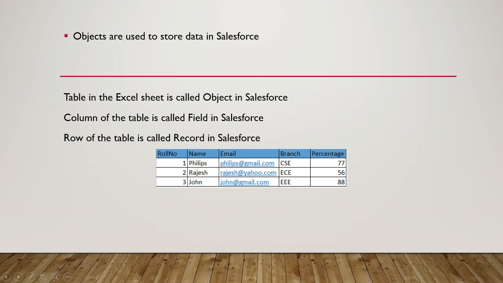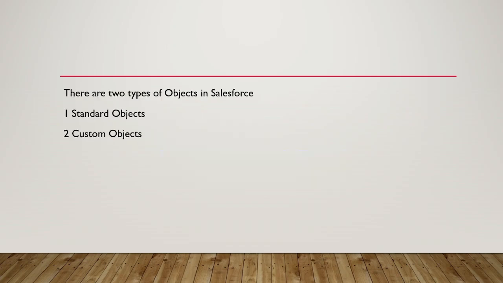And horizontally, if you look at row number 1, that is data related to a specific student. So here the rows are called records in Salesforce. Clear? So basically we use the name object because it is designed by using object oriented terminology, object oriented programming. And in Salesforce there are two types of objects provided. One is standard objects and the second one is custom objects.